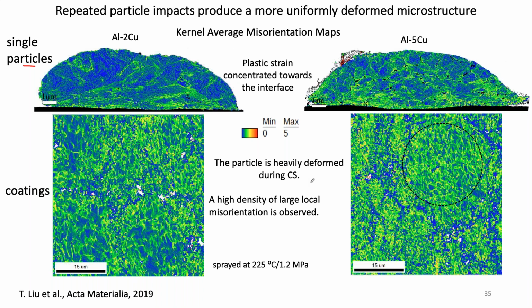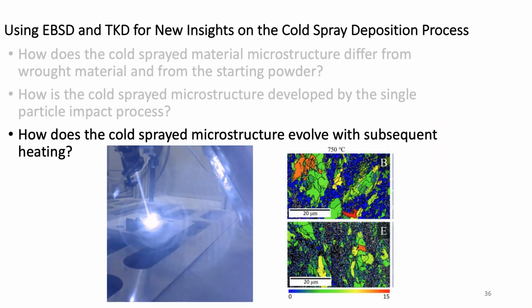What we found is that when you have repeated particle impacts, so now the bottom are actual coatings, and these are kernel average misorientation maps, the distribution of intragranular misorientation is much more uniform after repeated particle impacts. Okay, third and last topic is to say, well, what happens when you heat these things up?